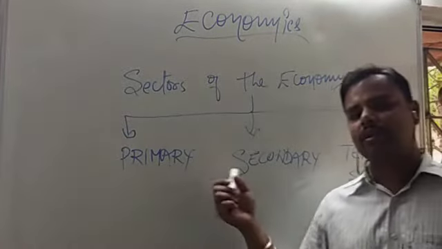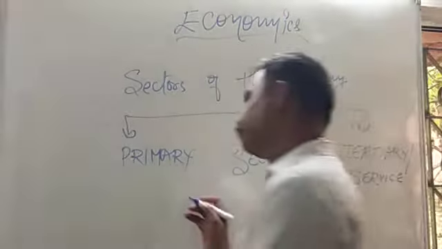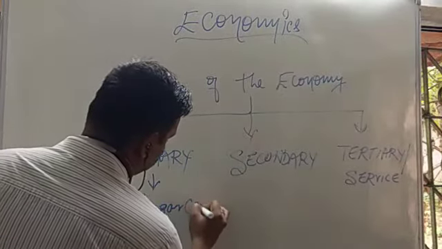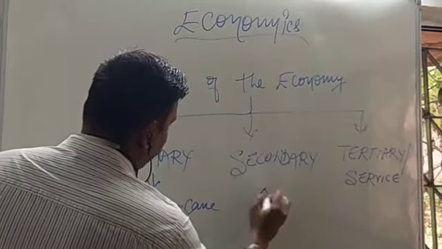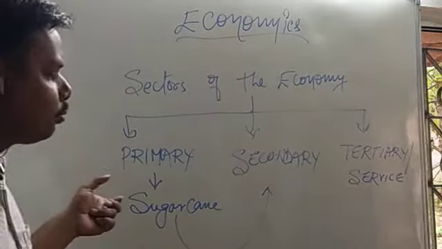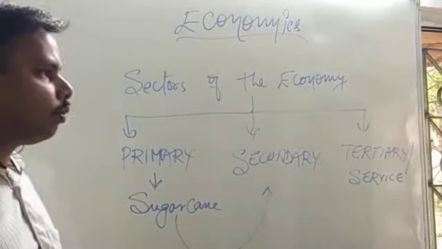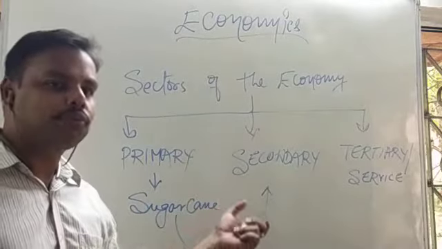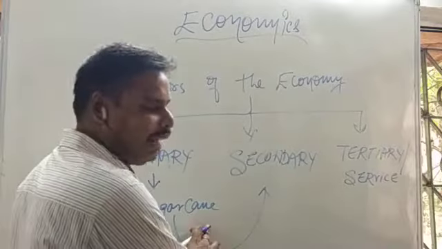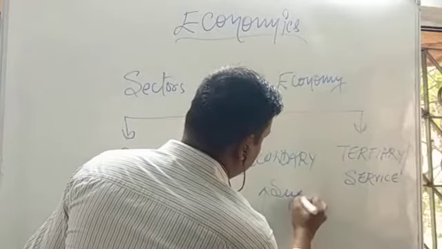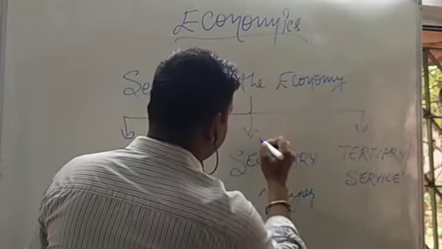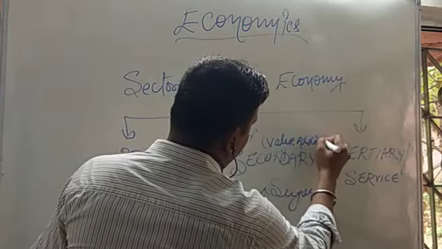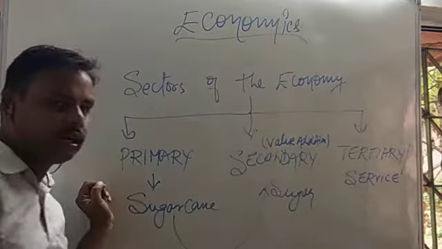Now, what does secondary sector do? Primary sector produces sugar cane. It supplies all the surplus sugar cane to secondary sector. Now, secondary sector actually takes out sugar from sugar cane. I'm writing a small word over here. This is called value addition. Secondary sector is concerned with value addition.